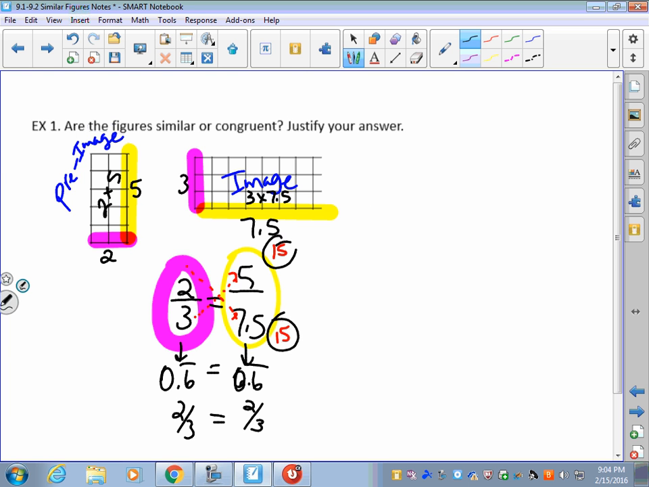So yes, they are proportional, and so they are similar. They're proportional, they are similar.